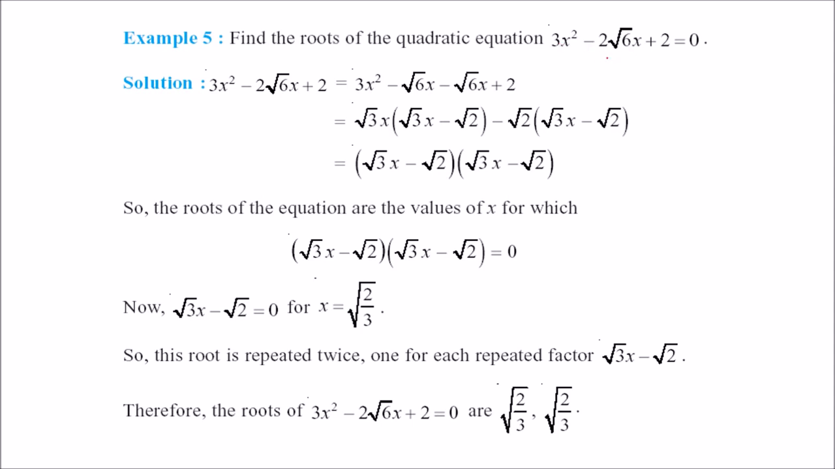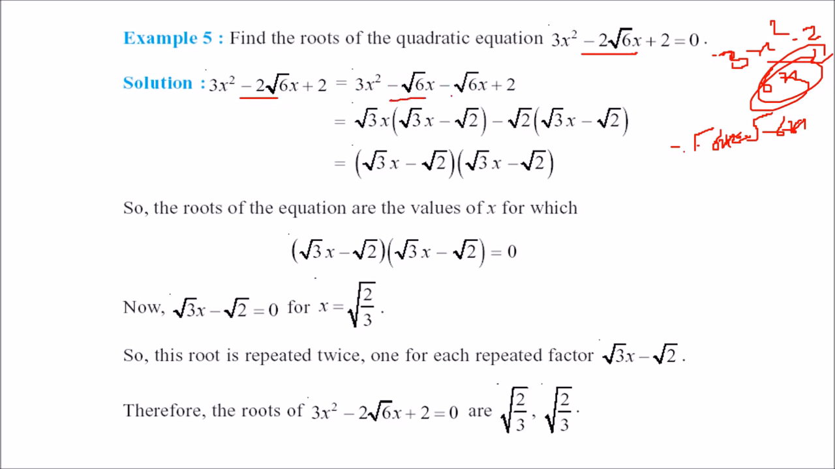Now this minus 2 root 6 has to be written in two terms such that the product of what we have written is equal to 3x square into 2, that is 6x square. So this minus 2 root 6 can be written as minus root 6 minus root 6, right? And if you multiply it, you will get 6x square. So this minus 2 root 6x can be written as minus root 6x minus root 6x.